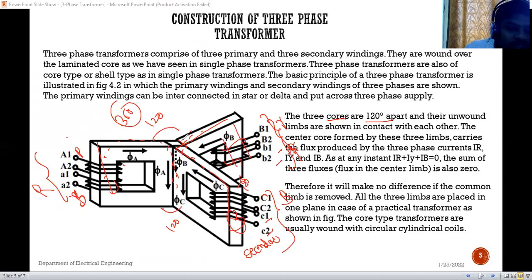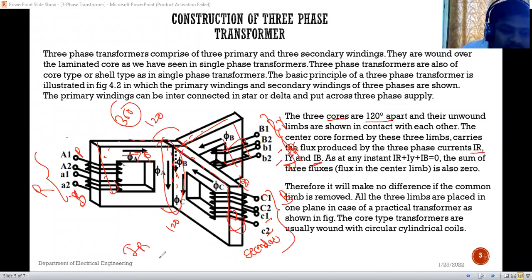या three limb मुळे हा जो काही central core form झालेला आहे. This one is the central part or the central core. It will carry a flux produced by three phase currents. Three phase current मुळे जो काय flux produce होईल तो flux काय करतील, carry करतील. That means flux produced by first one current, that is IR, current flowing from R phase, current flowing from Y phase, current flowing from B phase.